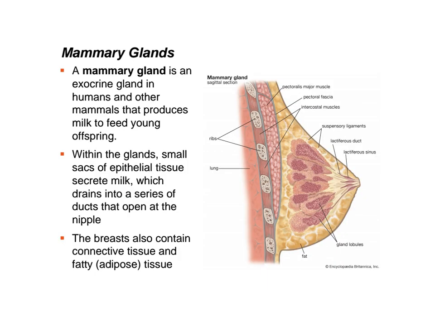The mammary gland is an exocrine gland in humans and other mammals, meaning that it produces things that leave the body. They produce milk to feed young offspring. Within the glands, there are small sacs of epithelial tissue, which you can see here in the diagram, that secrete milk, which drain into a series of ducts that open at the nipple. The breasts also contain connective tissue and fatty adipose tissue.